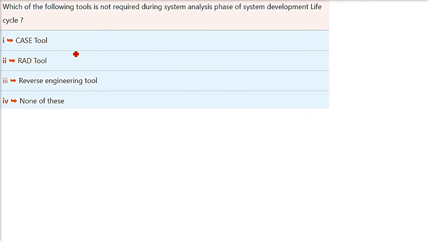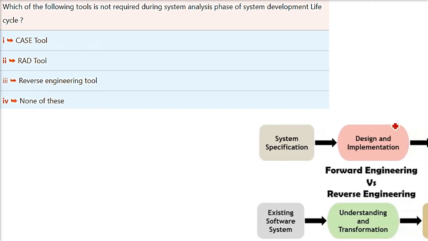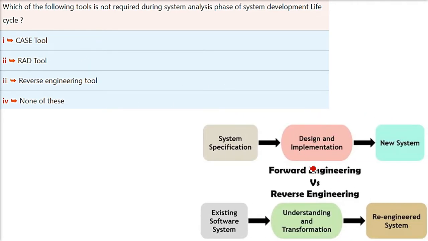Which of the following tools is not required during the system analysis phase of the system development lifecycle? We already discussed this. Reverse engineering tool is not required here, because reverse engineering is all about when you have code but don't have any support. The only idea is to maintain the software rather than changing the software.